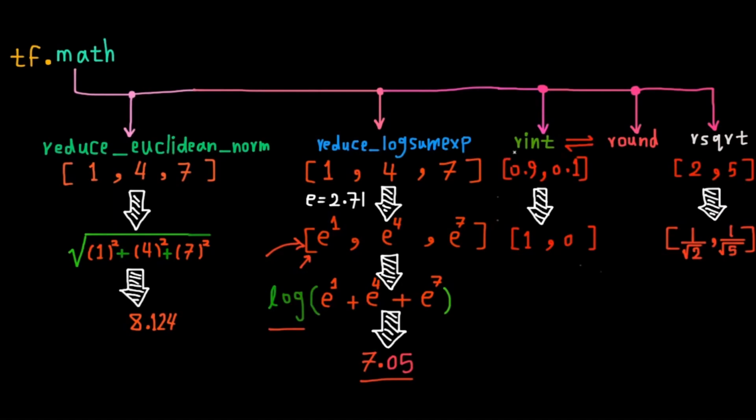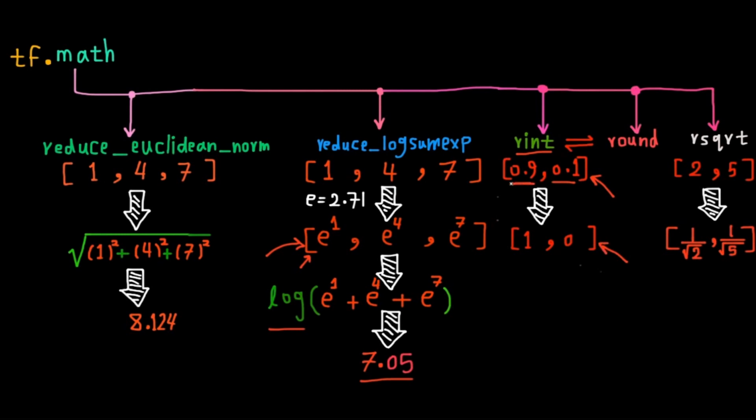Now let's take the rint function. This function will return the element-wise integer closest to the input tensor. Let's say we have this tensor, a one-dimensional input tensor with just 2 elements, 0.9 and 0.1. If we apply the rint function on this tensor, the result will be like this.